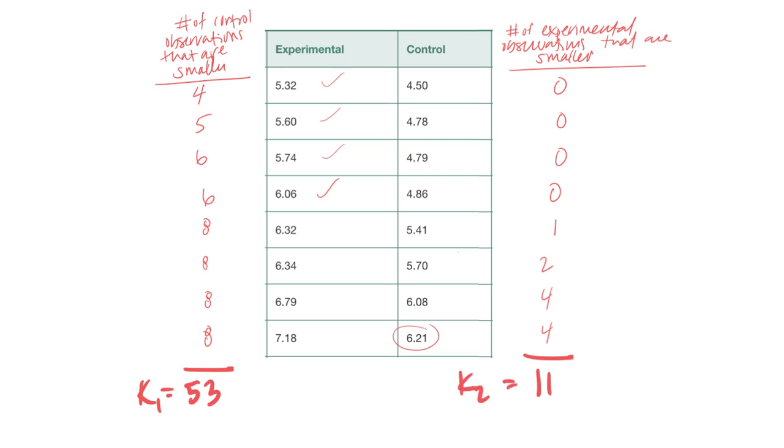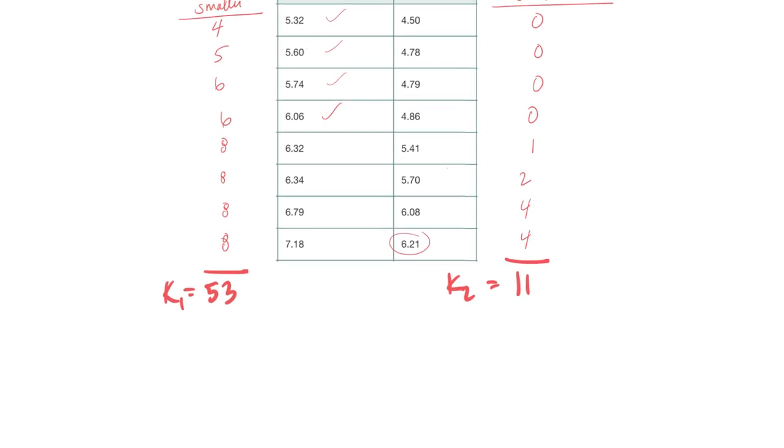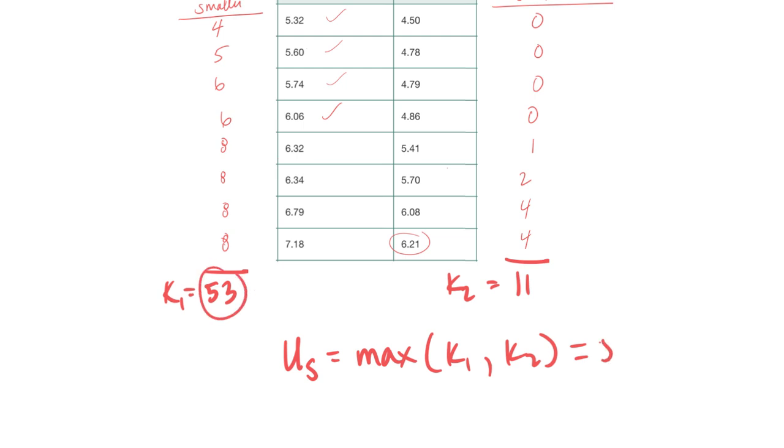The test statistic is actually going to look like this. US is the maximum of K1 and K2, whichever the maximum is. And it turns out that's just 53 for our numbers. So 53 is our test statistic. And we're going to be taking this again to the table for the Wilcoxon-Mann-Whitney test. But before we do that, we need to know some information about what row to look it up on.